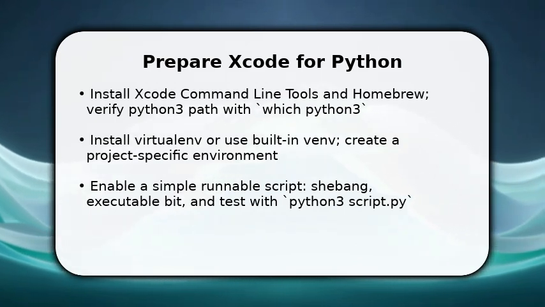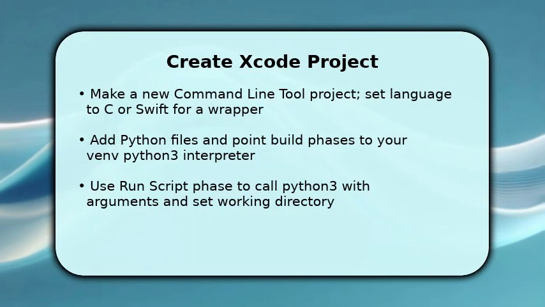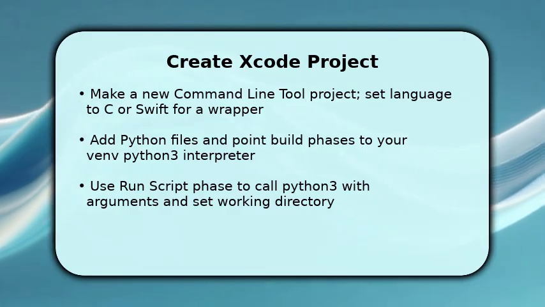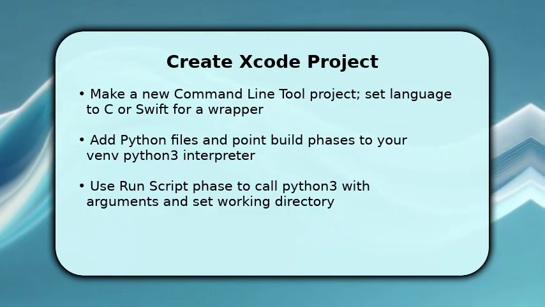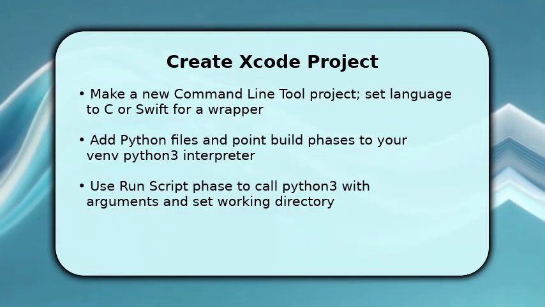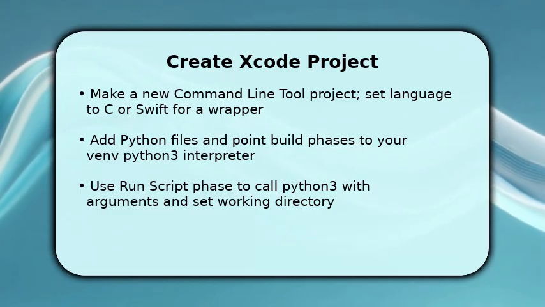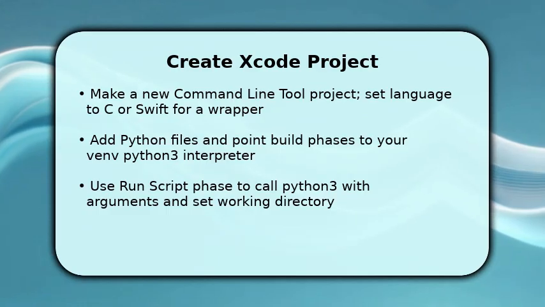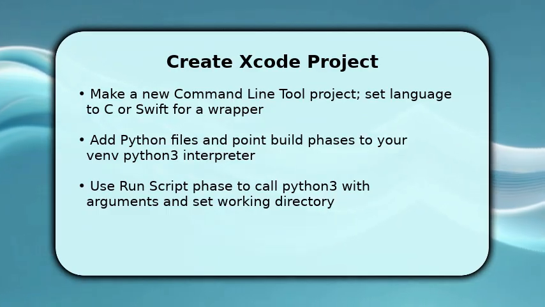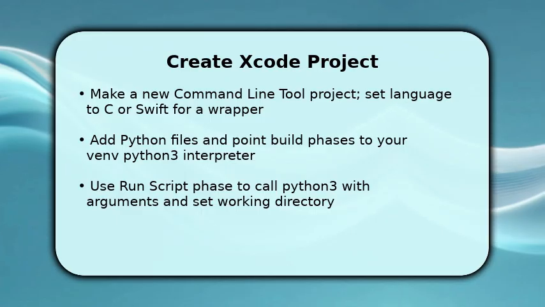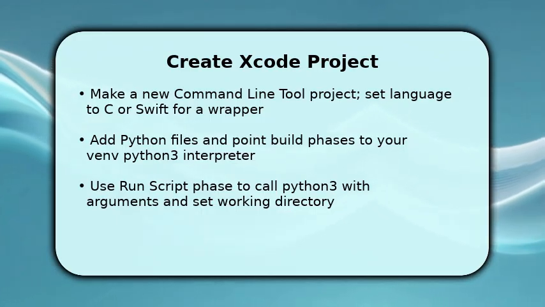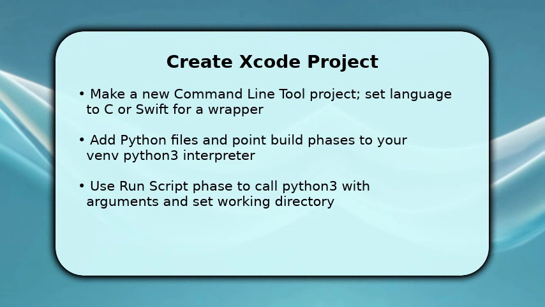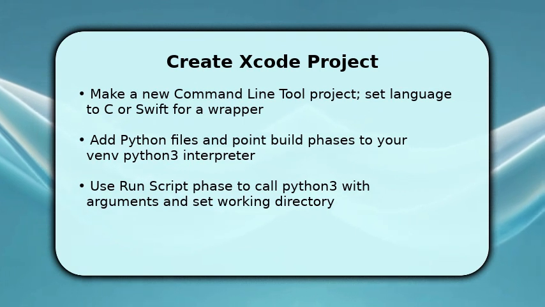You now create an Xcode project that calls Python. Start a new command line tool project and choose C or Swift as a lightweight wrapper language so Xcode builds run configurations. Add your Python files to the project and ensure they are not compiled. Instead, configure a run script build phase that calls the venv python3 interpreter directly. Make sure to set the working directory to your project folder and pass arguments. This lets Xcode launch Python scripts as part of build or run workflows reliably.